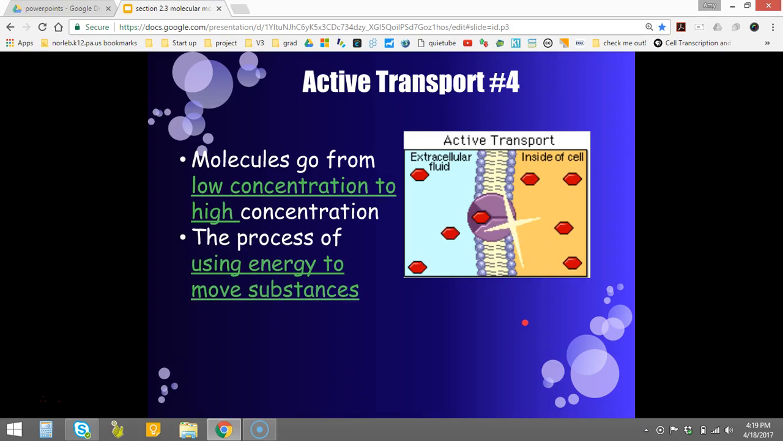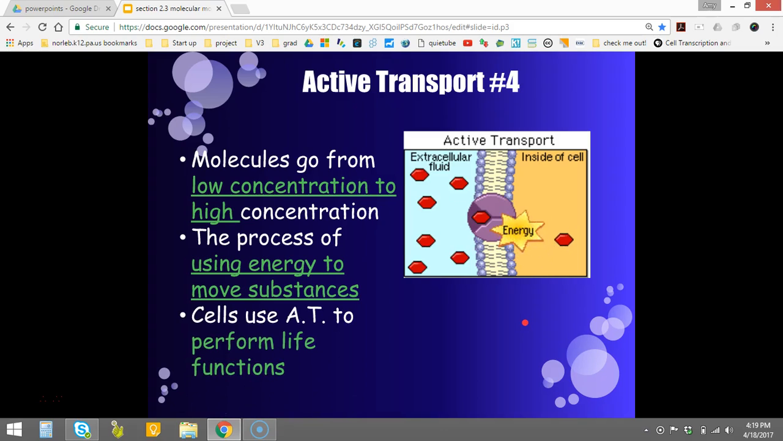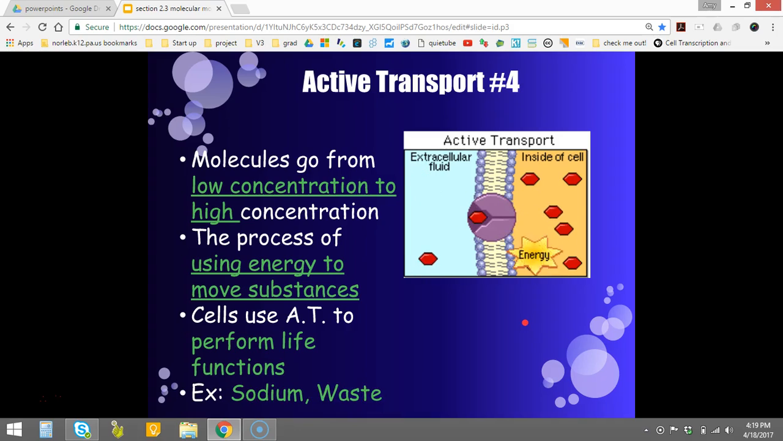This process uses energy to move substances. Cells use active transport to perform life functions. An example of this is getting rid of sodium and waste. Your book goes over this when they talk about the marine iguana. So take a moment now, read pages 60 to 61, with the titles Active Transport, Endocytosis, and Exocytosis, and fill in number 4 with the following information.